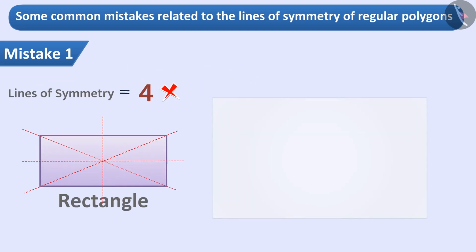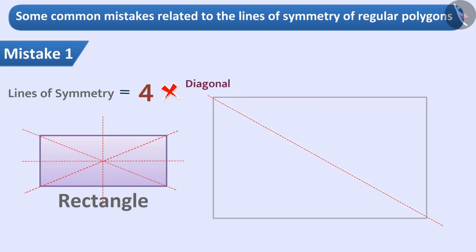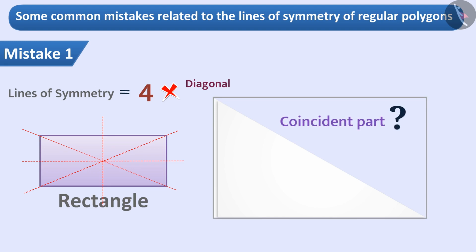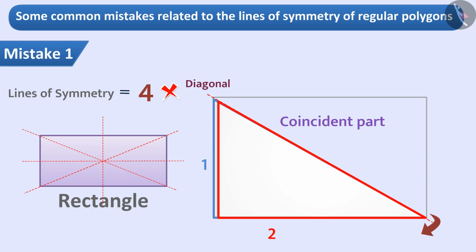Take a paper and cut a rectangle from it. Or, if you have a rectangular paper, take it. Now fold this rectangular paper along one of the diagonals. Do you get parts that completely overlap each other? Try it by doing the activity. You will know that by folding the rectangular paper along one diagonal, you do not get two parts which overlap each other completely. Therefore, a line drawn along a diagonal in a rectangle is not a line of symmetry.